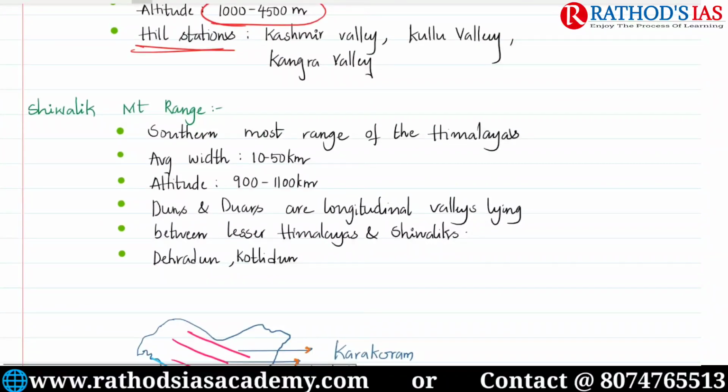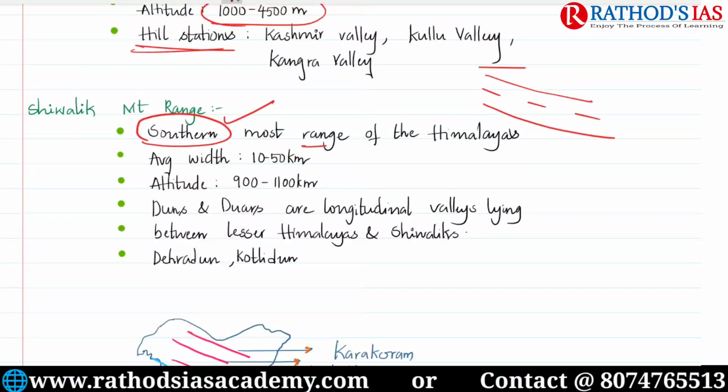And next one is Shivalik Mountain Range. So here we have Trans Himalayas, Greater Himalayas, Lesser Himalayas, and finally we have this Shivalik Mountain Range or Outer Himalayas. So because of this, we can say it is the southernmost range of the Himalayas. And the average width of this Shivalik here is 10 to 50 kilometers. And the altitude is less, just 900 to 1100 meters.